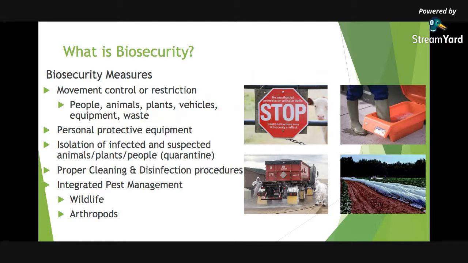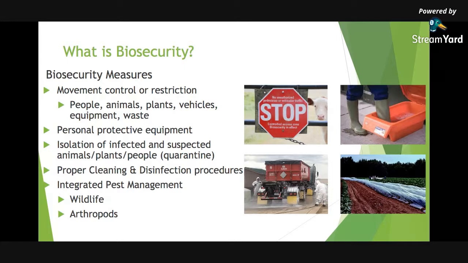So biosecurity measures movement or control or restriction of people, animals, plants, vehicles, and equipment, and waste. You also want to have personal protective equipment, isolation of infected and suspected animals, plants, or people. This is what you call quarantining. And you want to have proper cleaning and disinfection procedures. And you also want to have an integrated pest management.